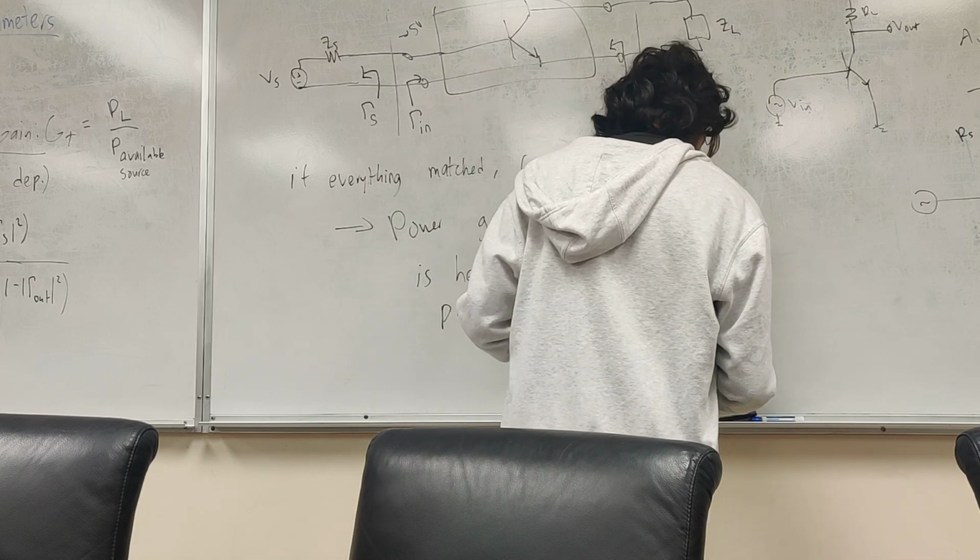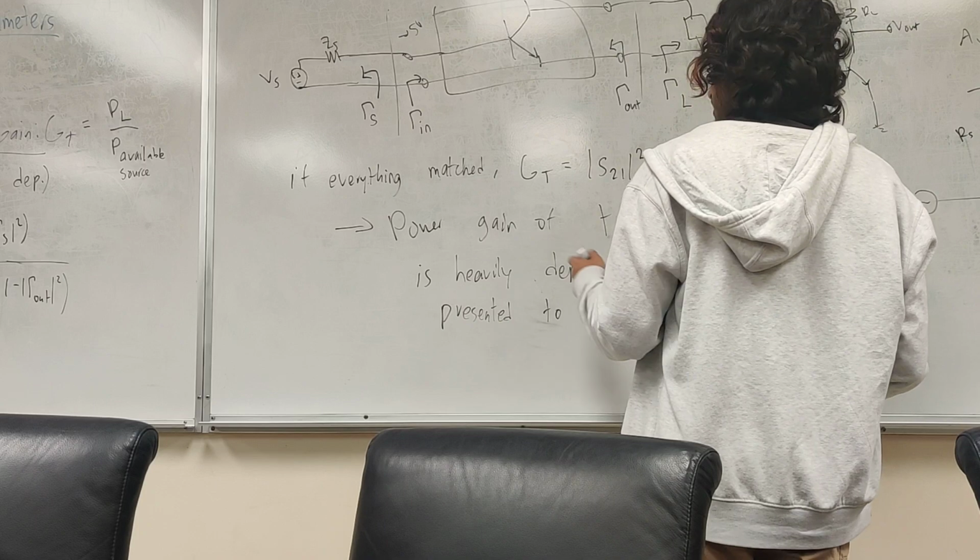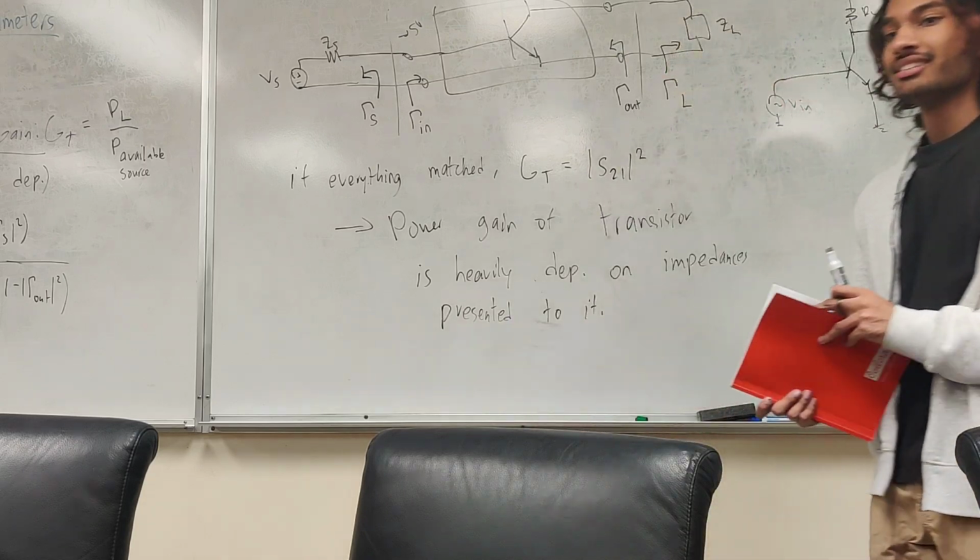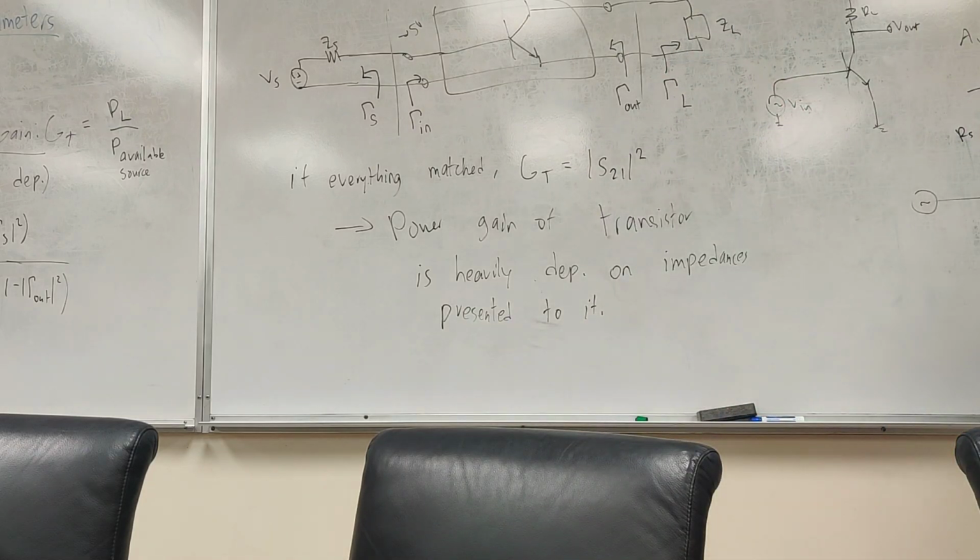How do we characterize the impedances presented to the transistor? S parameters. So now you can see how it's kind of coming together. We have a transistor, we know its gain, we've got to figure out what we hook it up to, what those impedances are, find the S parameters of those two networks, and we can put it all together.